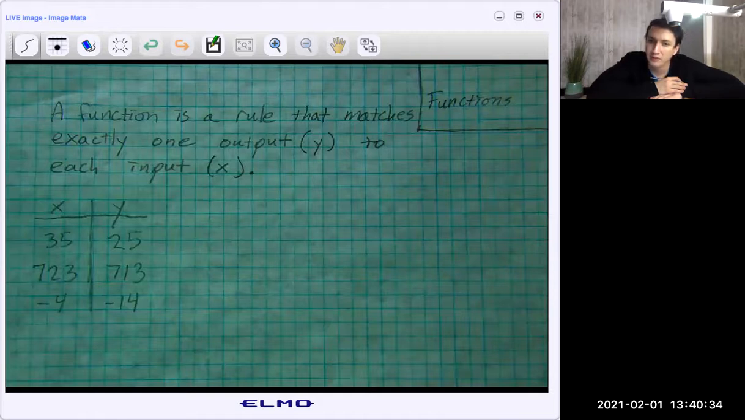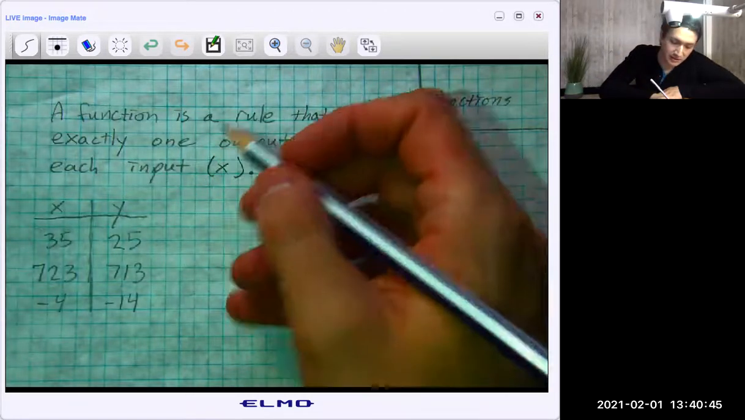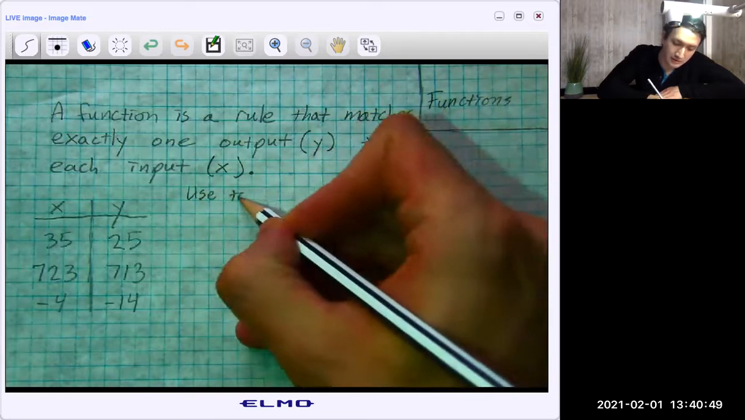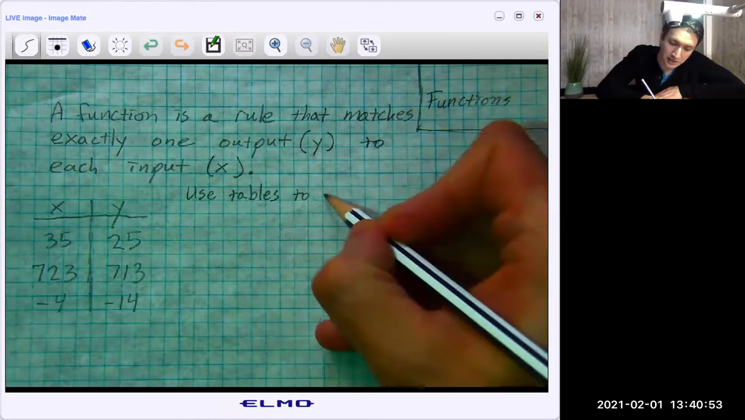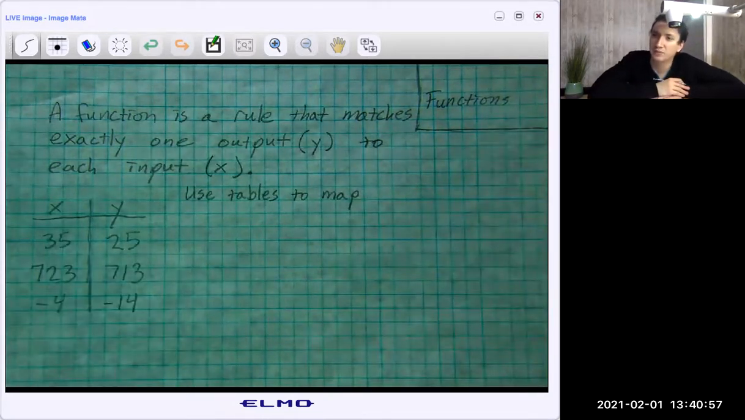Sometimes these can get really complicated. So I'm going to show you a strategy to determine if you have a function. We use tables. That's method 1, use tables. And we do this thing called mapping. We're going to use tables to map inputs and outputs. And it's not that complicated. It just sounds complicated, but it's not.